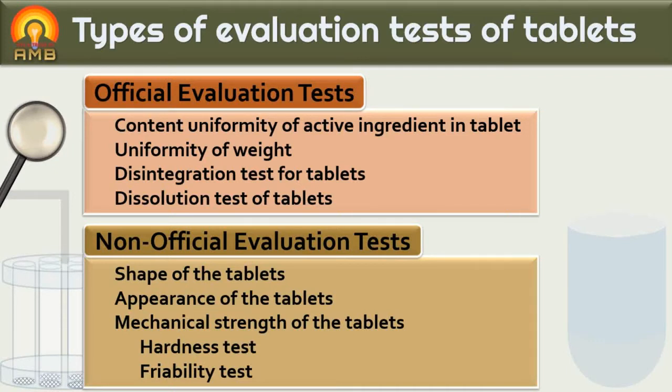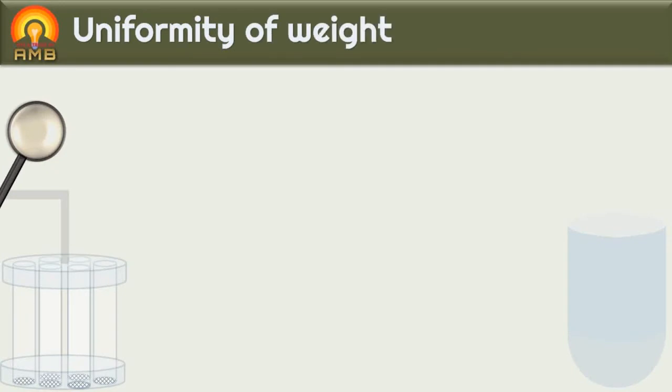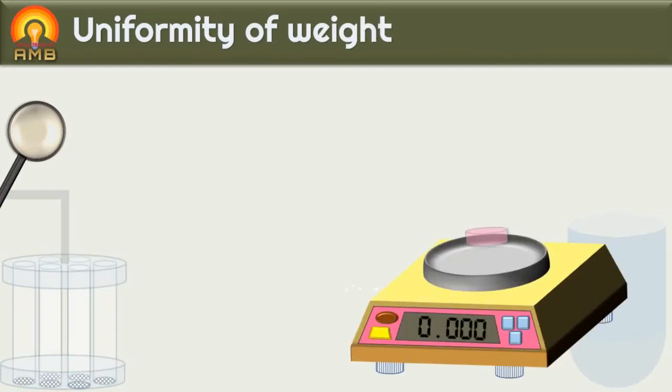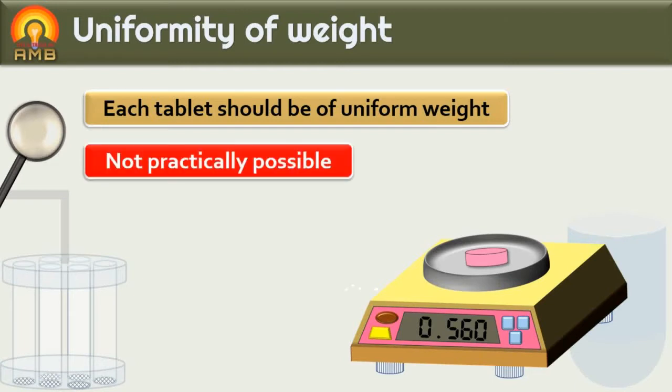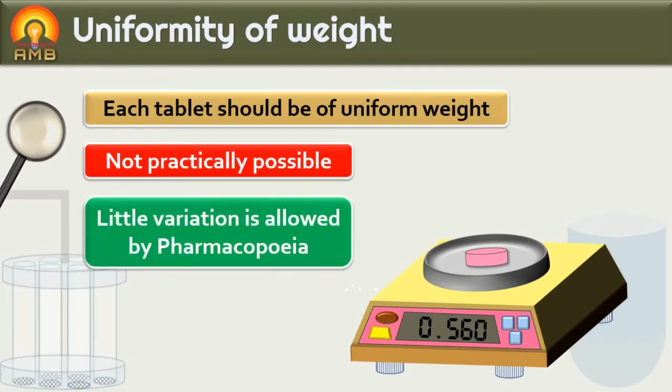Let's discuss uniformity of weight first. It is expected that every tablet in a batch should be uniform in weight. That is, it should have the same weight. But when we are manufacturing tablets on a large scale, it is not possible to get the same weight for each tablet. Some variation in the individual weight of tablets is liable to occur. Hence, a little variation is allowed in the weight of tablets by the pharmacopoeia.